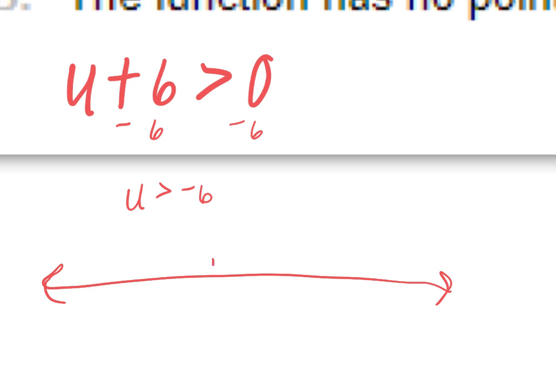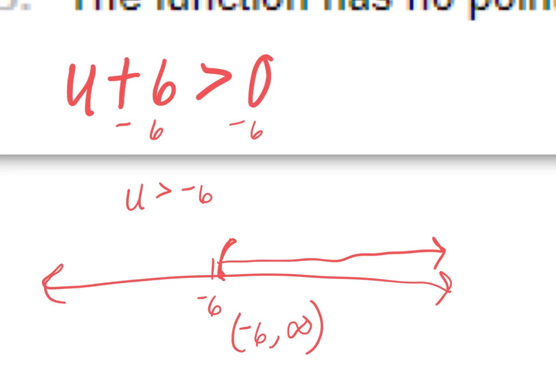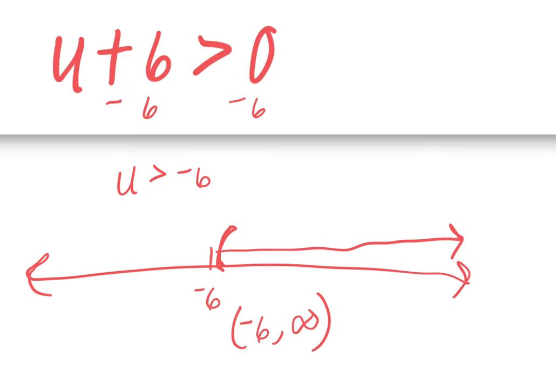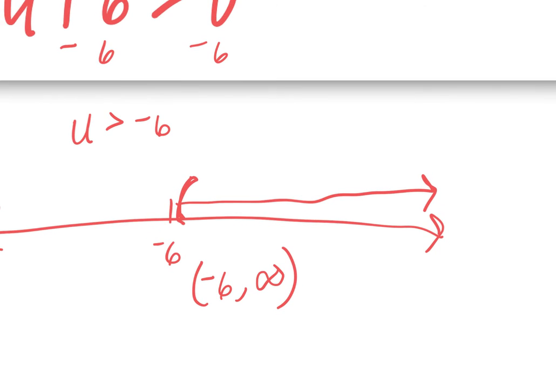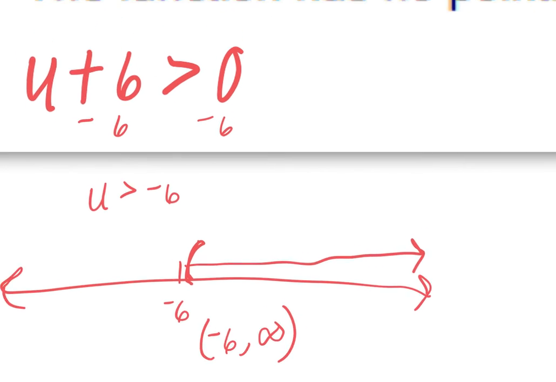So we can write an interval. Here's negative 6. Greater than negative 6 would be from negative 6 to infinity. Okay, yeah, I see that. And let's make sense of it real quick. From negative 6 to infinity. Numbers from negative 6 to infinity would include things like negative 5, negative 4, negative 3, negative 2, 1, 2, 3, 4, 5, okay?